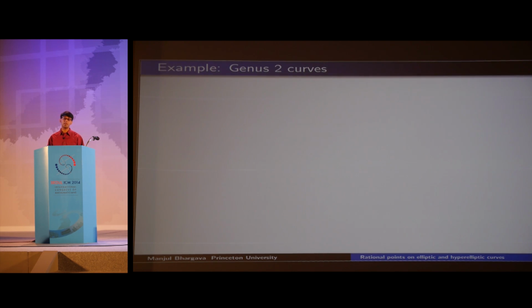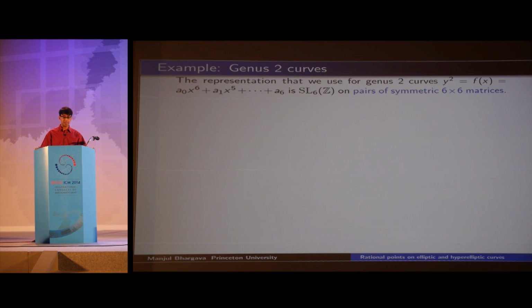I'll give you the example of genus 2 hyperelliptic curves. Turns out every genus 2 curve is hyperelliptic, so you can just say genus 2 curves. The representation that we use for genus 2 curves, y squared equals a degree 6 polynomial, is the action of SL6 on pairs of symmetric 6 by 6 matrices. So we're going to talk about pairs of symmetric 6 by 6 matrices with integer entries. And SL6 naturally acts on pairs of symmetric 6 by 6 matrices by change of basis of the bilinear form.